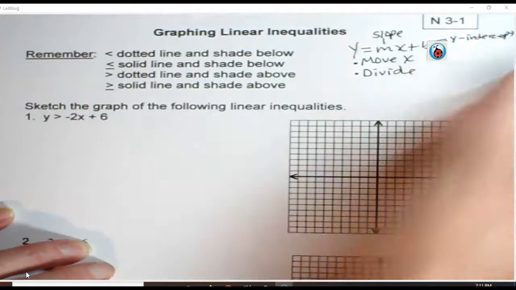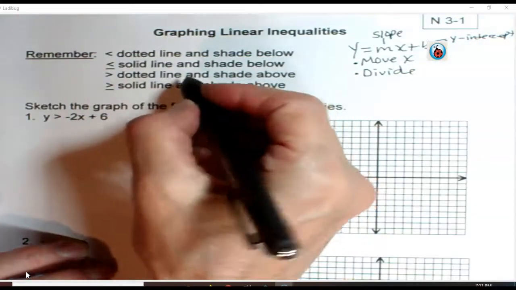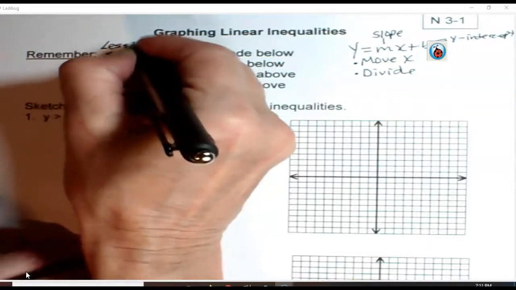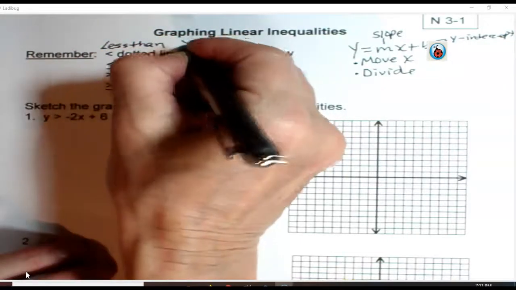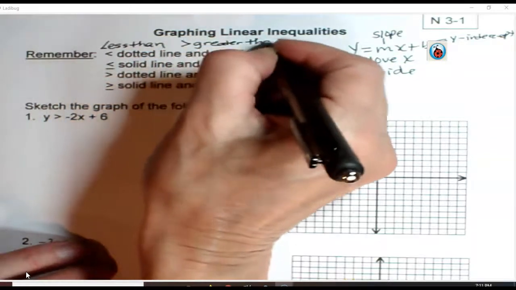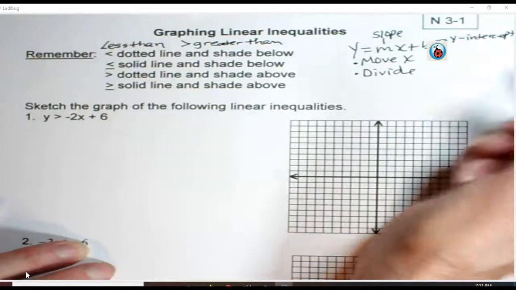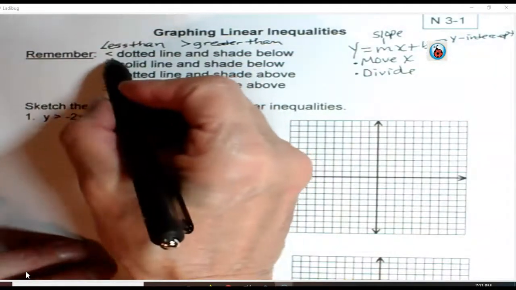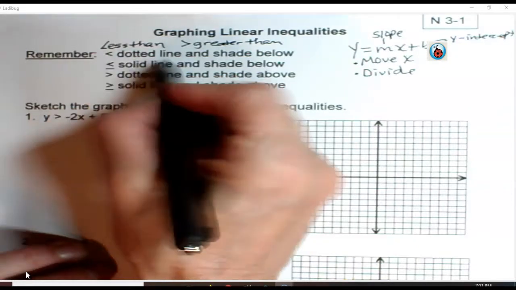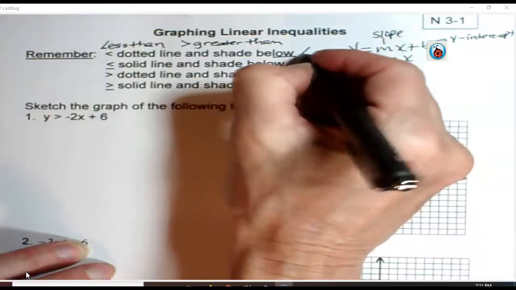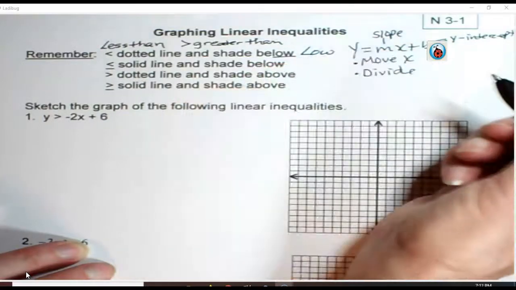Okay, so here we go. Remember, when you're talking about inequalities, you're talking about less than and greater than. Less than is your left hand, greater than is your right hand. Less than, without a line underneath it, is a dotted line, and you shade below. And you might remember that, look, less than is low.